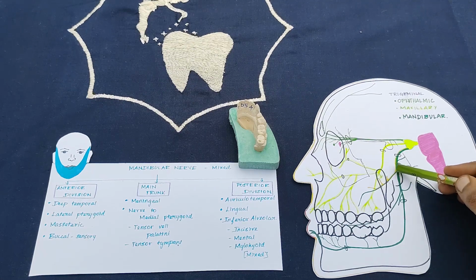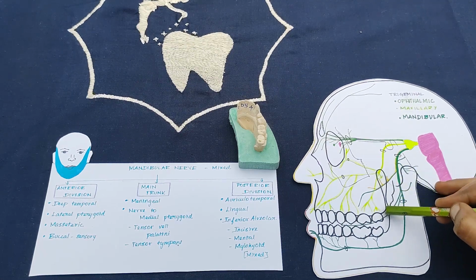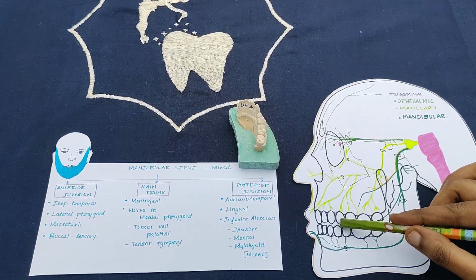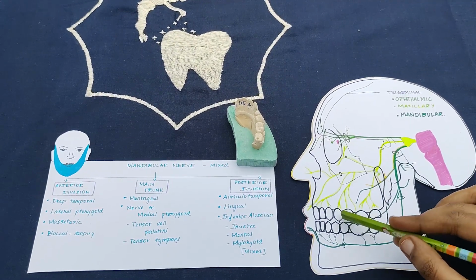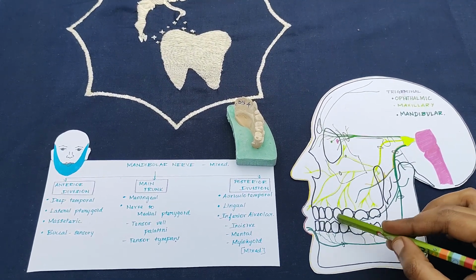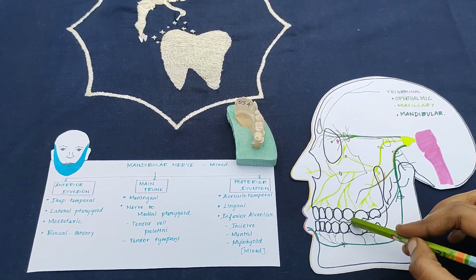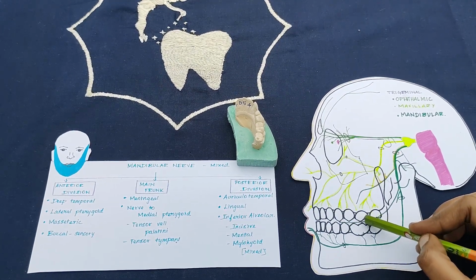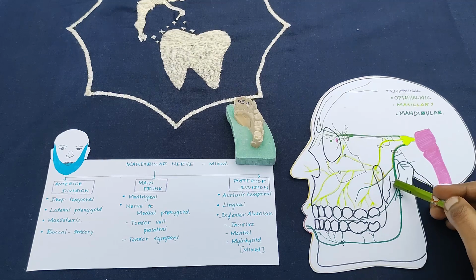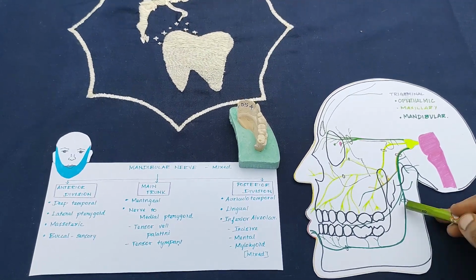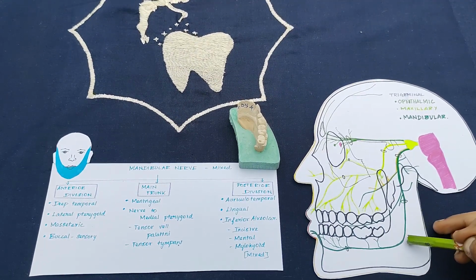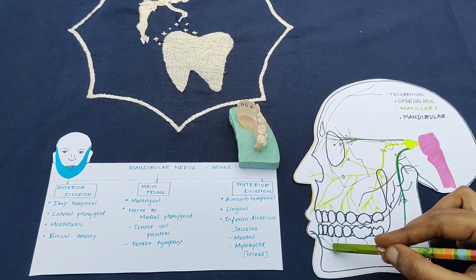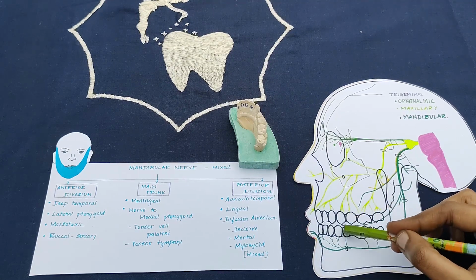The second branch of posterior division is lingual nerve. It supplies anterior two-thirds of tongue, mucous membrane in the floor of the mouth, and gingiva on the lingual side of mandible. So the third branch of posterior division of mandibular nerve is the inferior alveolar nerve, the most important nerve in dentist life.